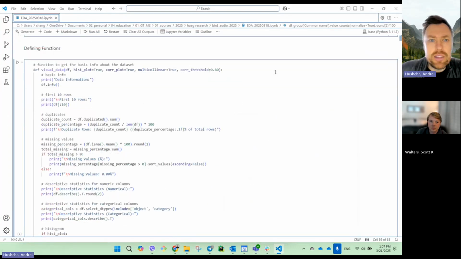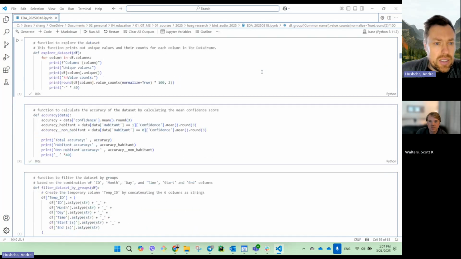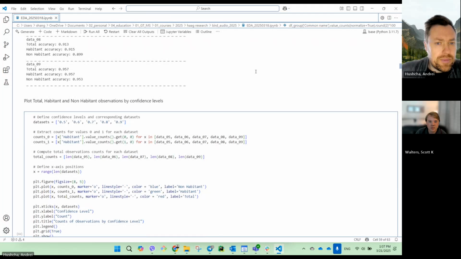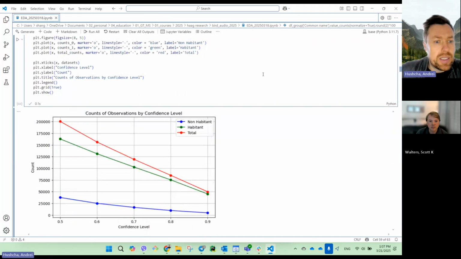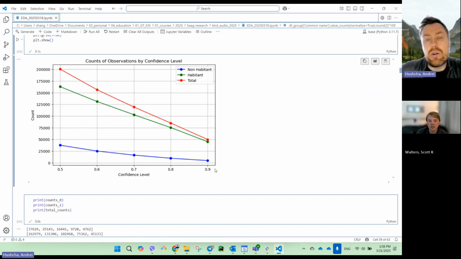Okay, so that's the notebook with some functions. Basically, I'll just show you the plots. We got almost 200K observations in total. The values 0.5, 0.6, 0.7 up to 0.9 are the confidence levels, or probabilities. Let's say 0.5 is the probability at which we identify a specific class.